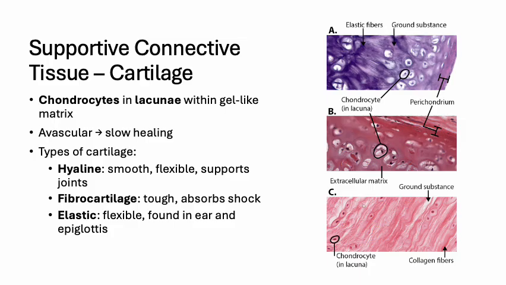Cartilage is a supportive connective tissue that provides strength and flexibility. Chondrocytes sit in small spaces known as lacunae within its firm, gel-like matrix. One important feature of cartilage is that it is avascular, meaning it has no blood vessels, which explains why it heals very slowly after injury. There are three main types: hyaline cartilage, which is smooth and resilient, supports joints and respiratory structures. Fibrocartilage is tougher and designed to absorb shock, such as in the intervertebral discs. Elastic cartilage is flexible and maintains shape in structures like the external ear and epiglottis.